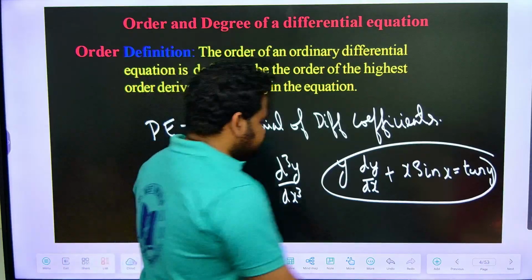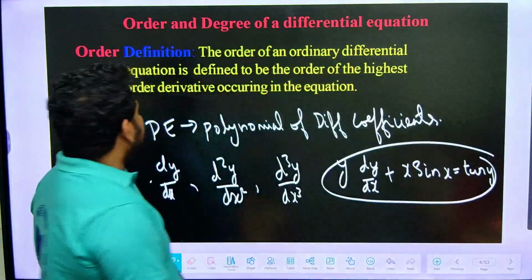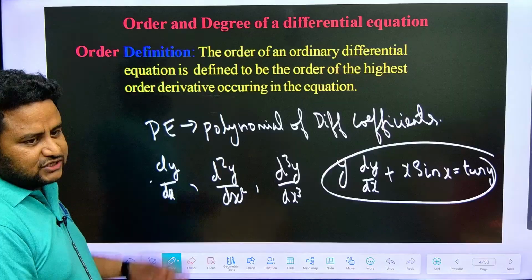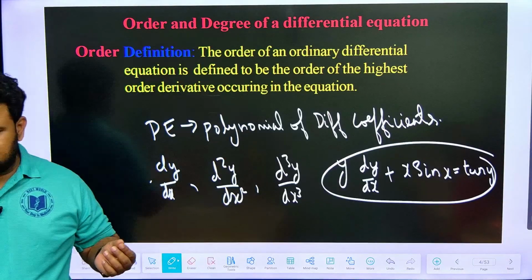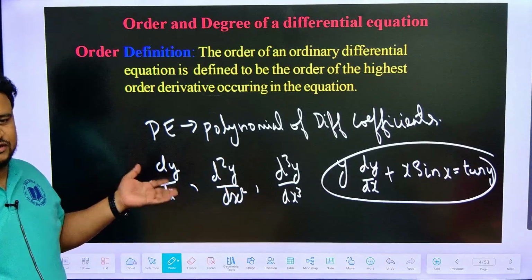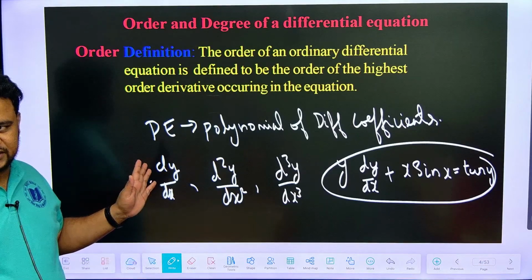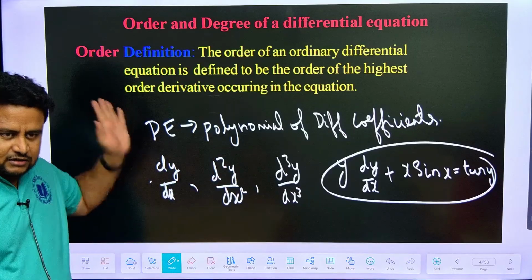Now, when you talk about order and degree of a differential equation, the order of a differential equation is nothing but the highest order derivative. Suppose a function is given, how many times you have differentiated, that is, the maximum number of times a function is differentiated. Suppose it is 3 times in a given differential equation, that should be the order.